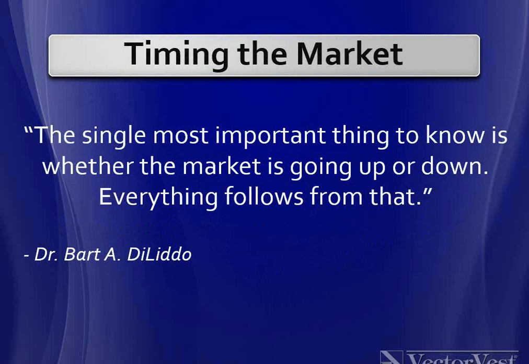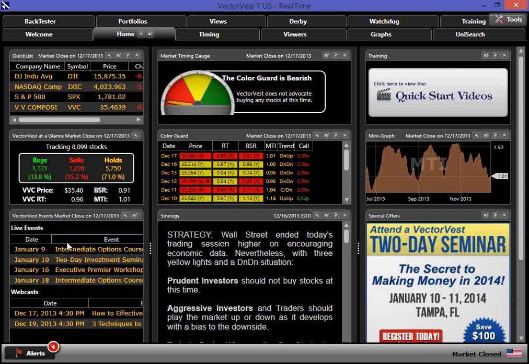The easiest way to do that, I think, is let's just jump into the program and let's get started. The VectorVest market timing system has 4 components. And we come up on the home page of our software, which we've just opened here, and most of this whole front page is all about the current market timing system and the current market condition.